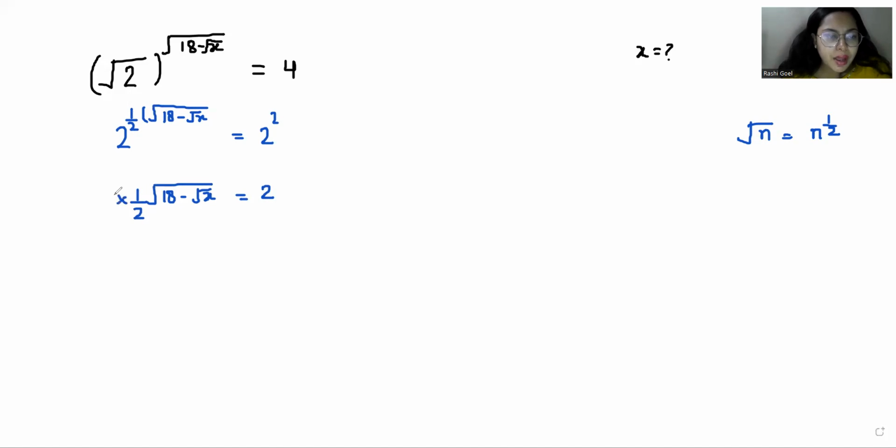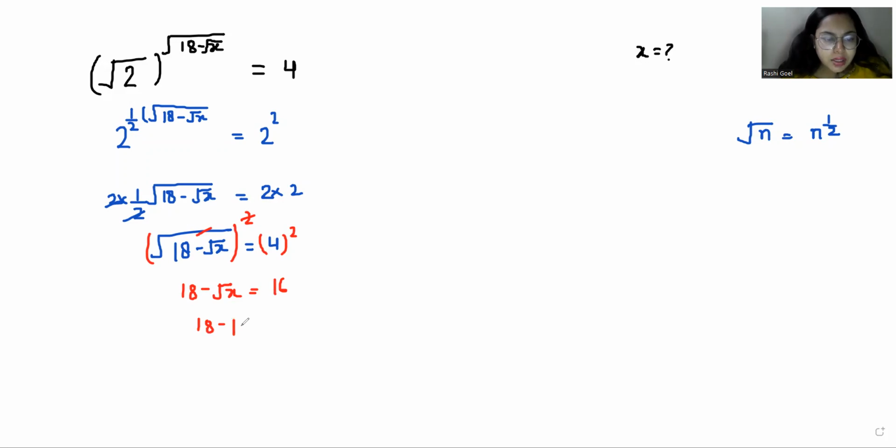Now I'm going to multiply both sides by 2, so we can cancel this out. So the square root of 18 minus square root of x is equal to 4. If I square both sides, the square root is eliminated with the help of the square. So 18 minus square root of x is equal to 16.